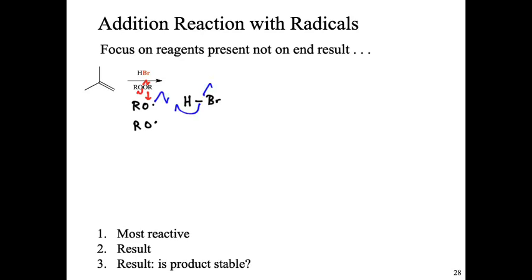Radical, radical, radical. The end result of those, we get an alcohol. That's pretty useless. What else do we get? Bromine. We get the bromine radical. The bromine radical will now react with the most reactive, or available, thing. What's the most reactive available thing? Hydrogen from HBr.